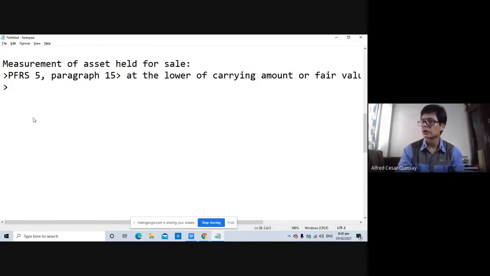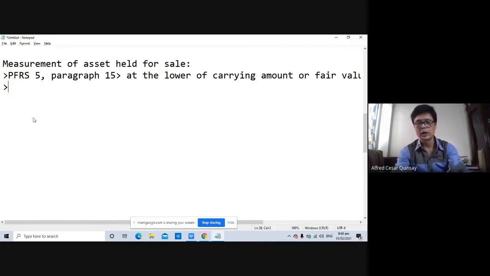So halimbawa, bumili ka ng equipment 3 years ago, which has a 5-year life, pero after 3 years naisipan mong ibenta. Doon sa katatlong taon, hindi mo na siya i-depreciate. So, ganun lang ibig sabihin.